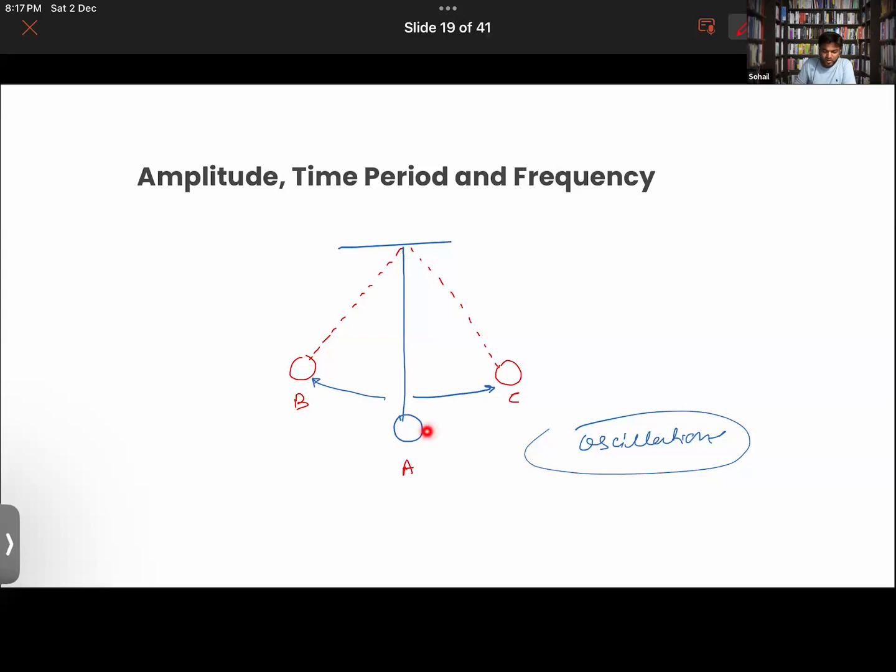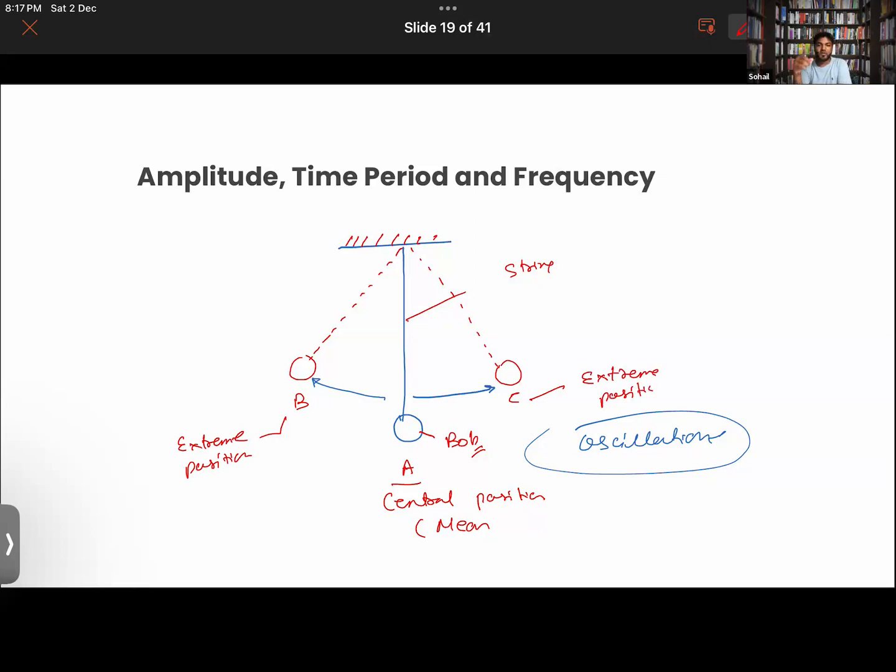See, this is called the bob. I hope everyone knows this. This is the string, connected to a solid support. You have this bob, and this is its central position, which we also call the mean position. B and C are the extreme positions. Extreme position means beyond that it will not move any further.